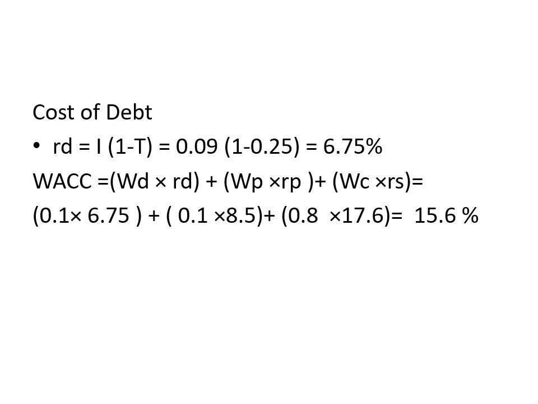Which means we are going to calculate the weight of debt, which is 10%, times the cost of debt, which is 6.75%, plus the 10% weight for preferred stock, and its cost is 8.5%, which was calculated in the previous slide, plus the 80% of the common stock times its cost, which is 17.6%. The total will be 15.6%, which means that the weighted average cost of capital for this company is 15.6%.